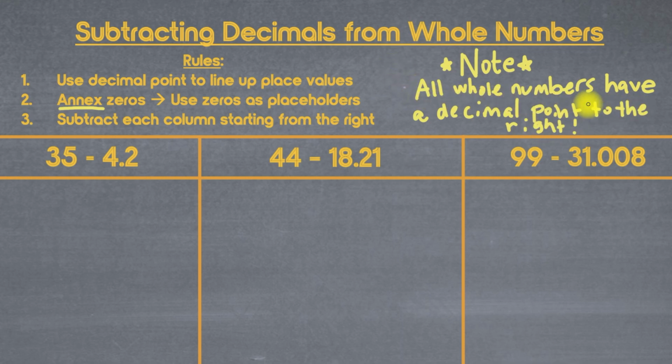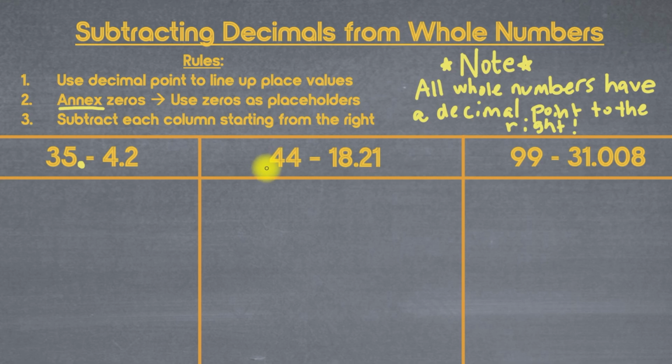All whole numbers have a decimal point to the right. Here's what I mean. In this first example, we have the whole number 35. Now, it might not look like there's a decimal point there, but there actually is one directly to the right of the number. So we could put a decimal point right here in the number 35. In our second example, we have the whole number 44. Where do you think the decimal point is going to be?